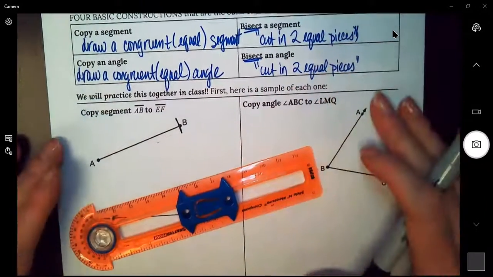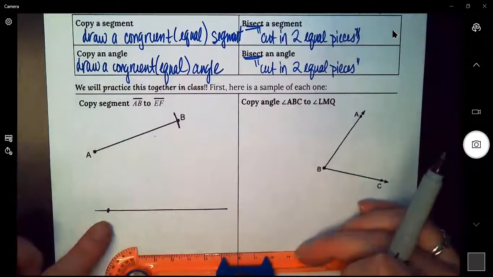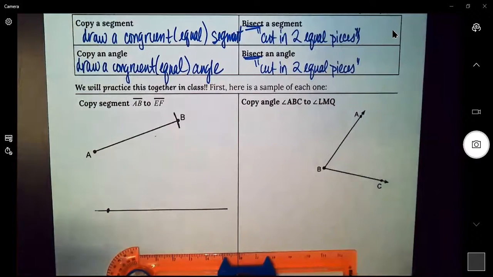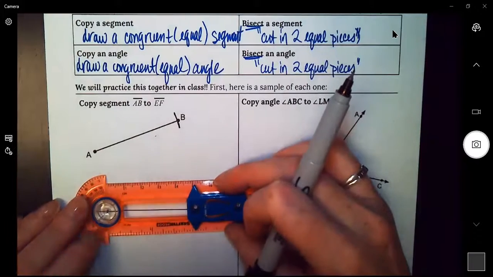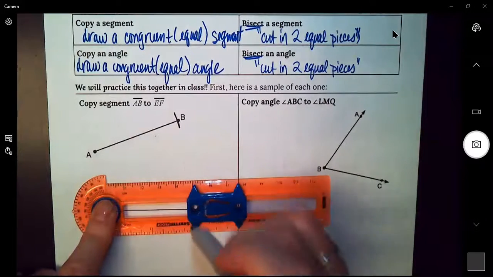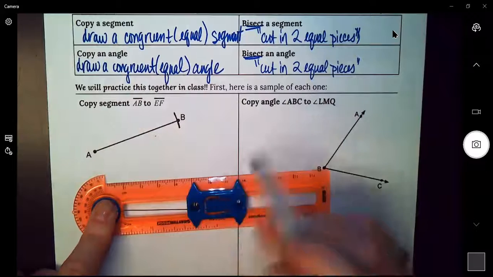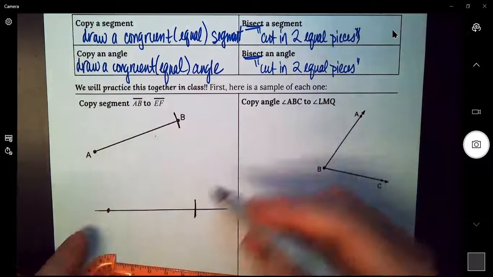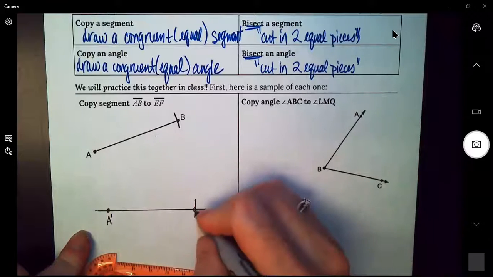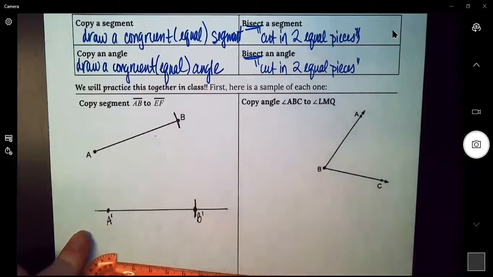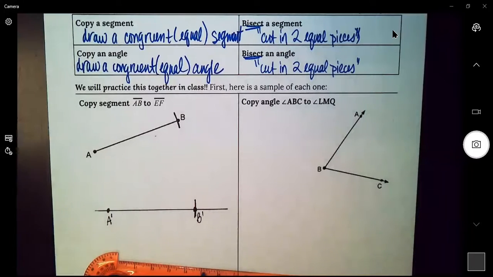I'm going to do exactly the same thing on this line to mark off the line segment, the section of that line. So again, center it over the endpoint that I started out. I haven't moved my slider. Draw my little arc. And then this segment now would be my new A. We could call it A prime. And this would be my new B, which I could call B prime. Again, we're going to practice this in class. This is just so you know what we're looking for when we practice that next time.